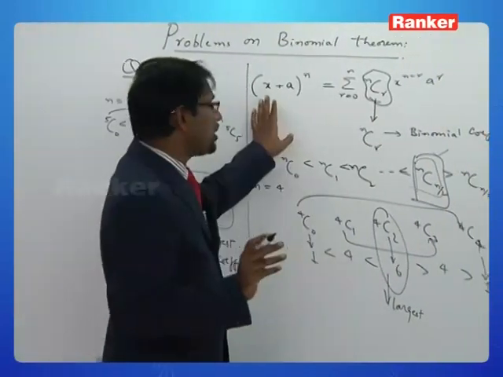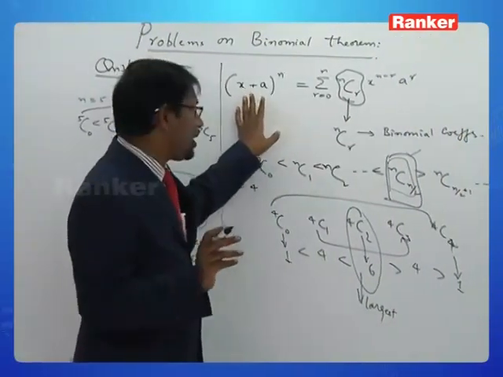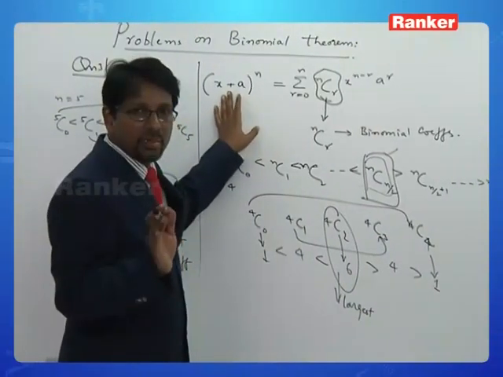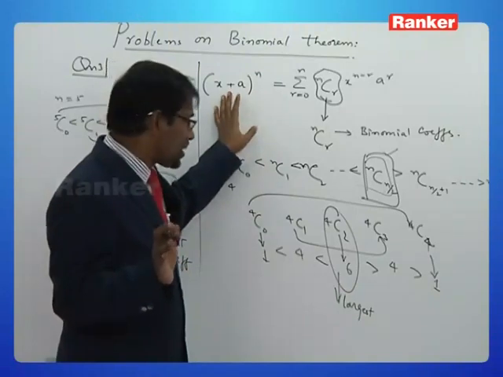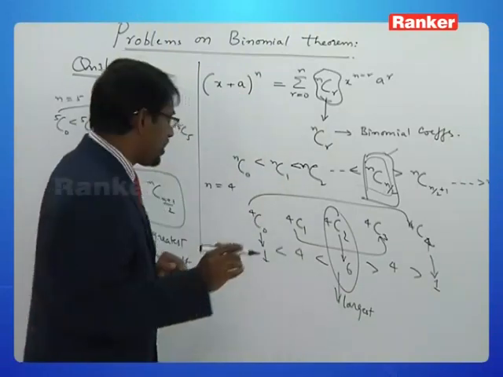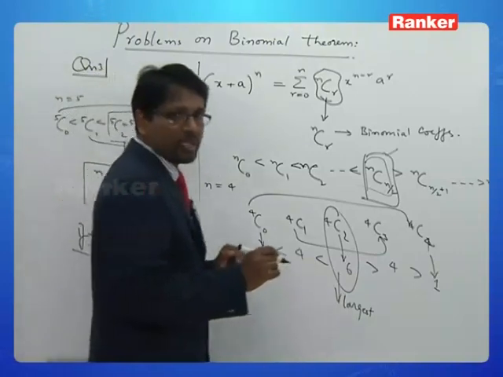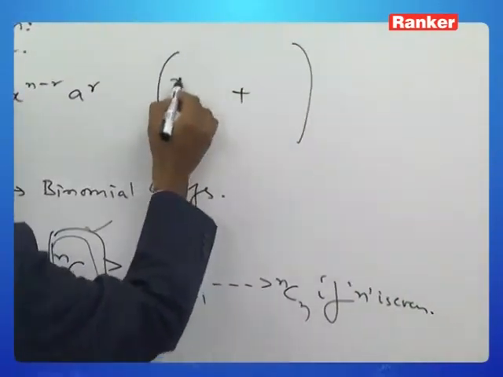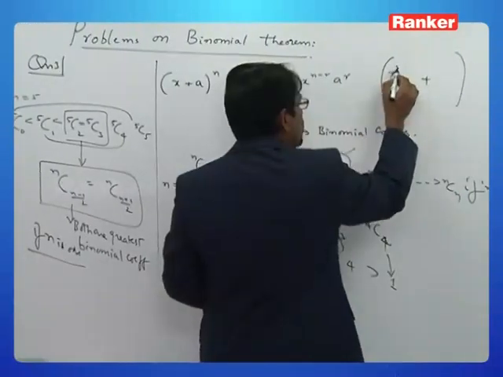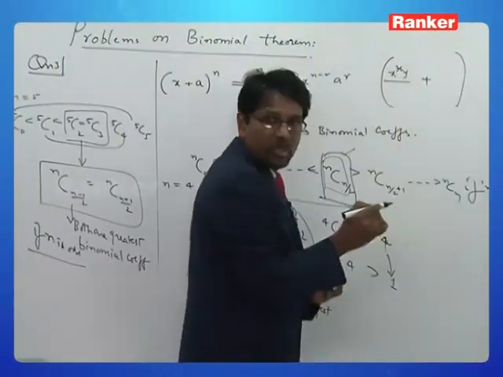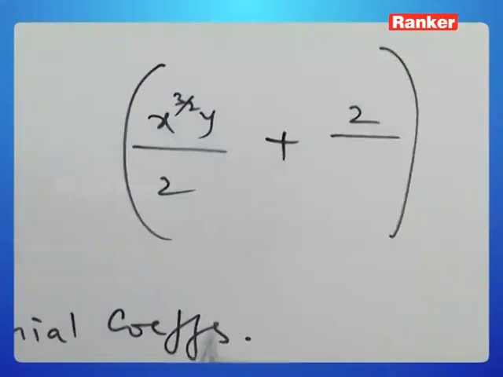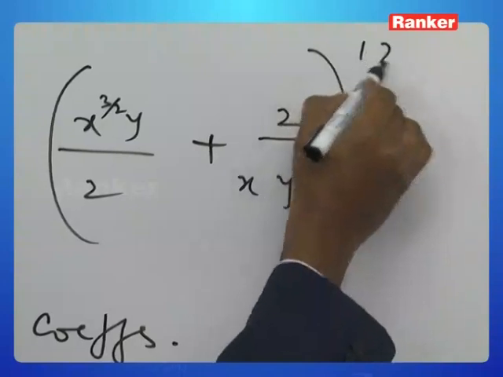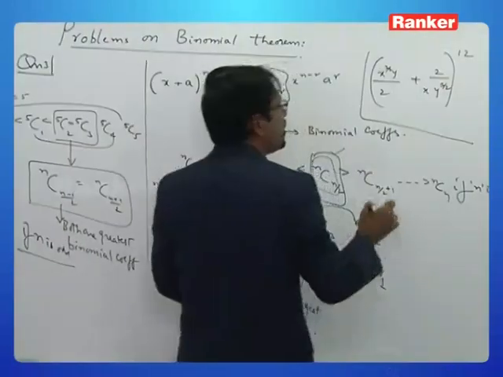So we use this fact here. Now it has nothing to do with x and a. We are not asking for a general coefficient of a particular term. So we are only asking for the greatest binomial coefficient here. So it's clearly n here in our expansion is 12. In that expansion, we have x power 3 by 2 into y by 2 plus 2 by x into y power 3 by 2 raised to the power 12. This is what we had.